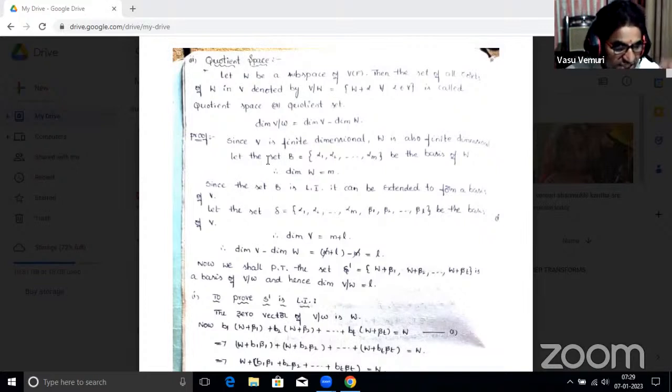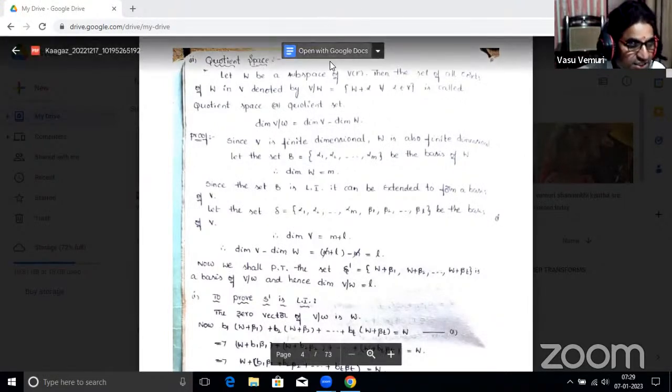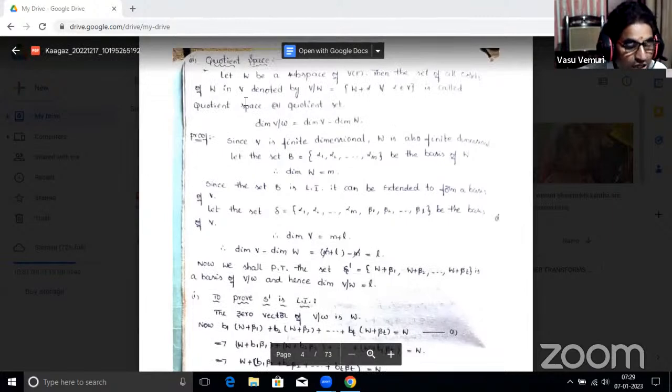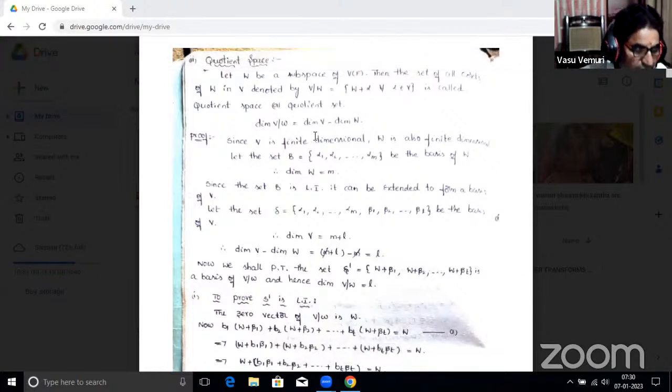Now this theorem is also one of the important theorems from the definition of this part. Let W be any subspace of a vector space V over the field. Then the set of all cosets of W in V, denoted by V by W, equals the set of W plus alpha for all alpha belongs to V, and is called the quotient space or quotient set. Dimension V by W equals dimension V minus dimension W. This theorem is very important.